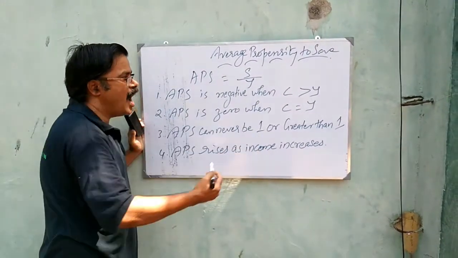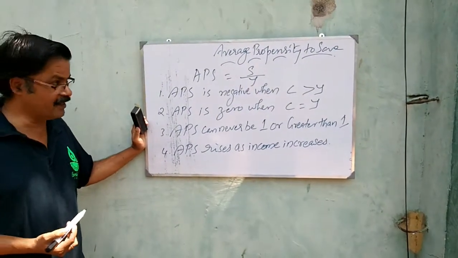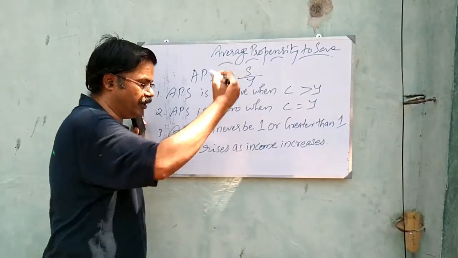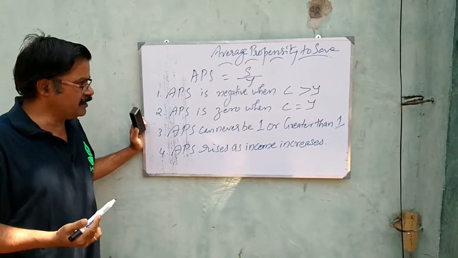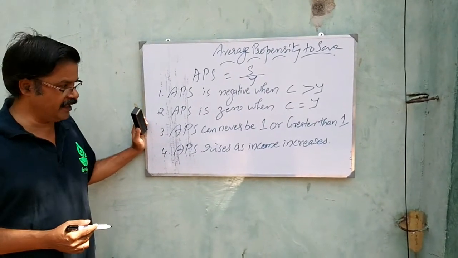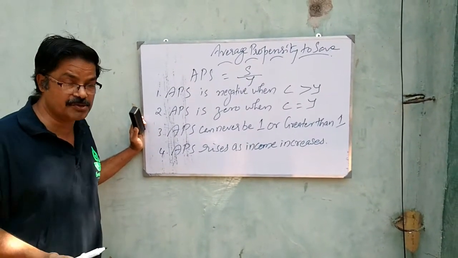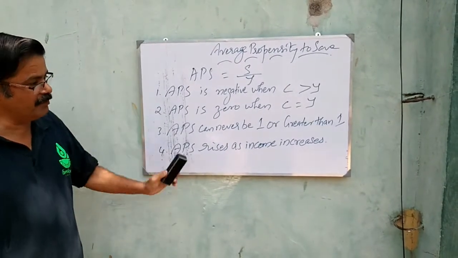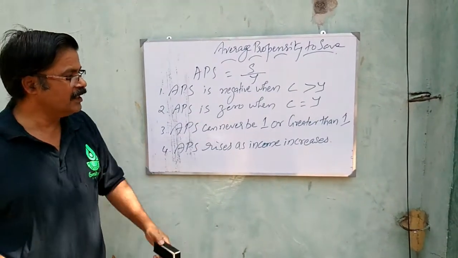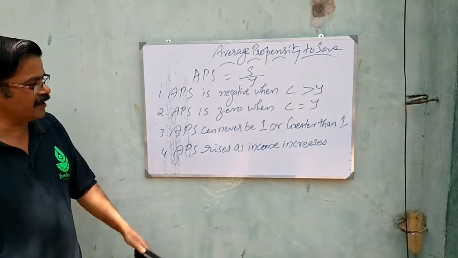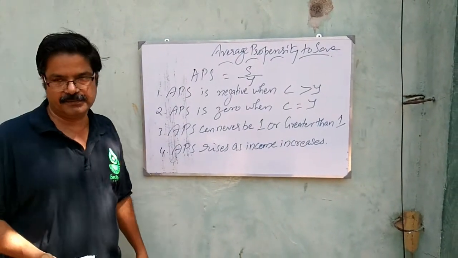So that's all about average propensity to save. It's the ratio between saving and corresponding level of income. It is negative when consumption is greater than income. It is 0 when consumption and income are equal. It can never be 1 or greater than 1, and APS rises as income increases.